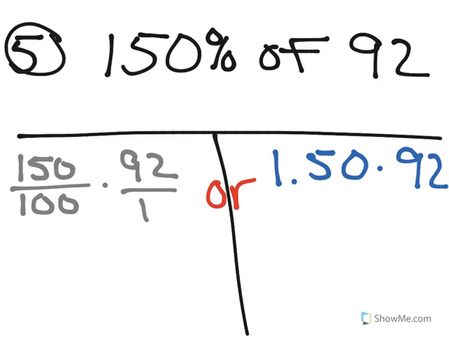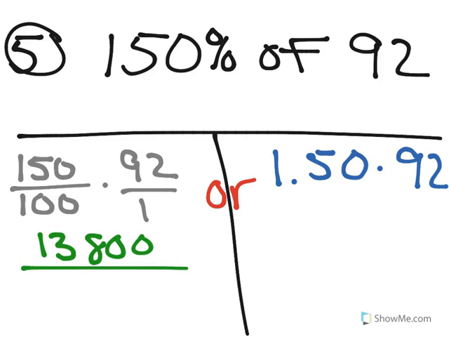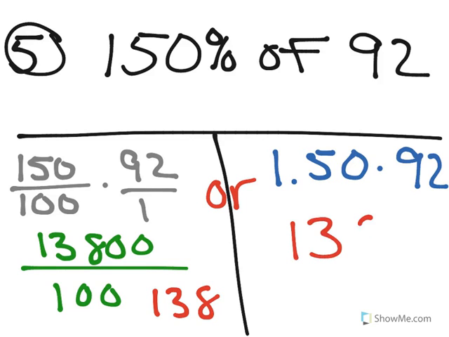Sorry about that announcement. So here's the number 5. It says 150% of 92. So on the left side, I set it up as a fraction, 150 over 100 times 92 over 1. So if I multiply 150 times 92, I get 13,800. If I multiply 100 times 1, I get 100. Since it's set up like that, it's a fraction, so I'm going to divide it, and my answer would be 138. If I did it as a decimal, remember this is over 100%, so it's 1.50 times 92, and I will get 138.